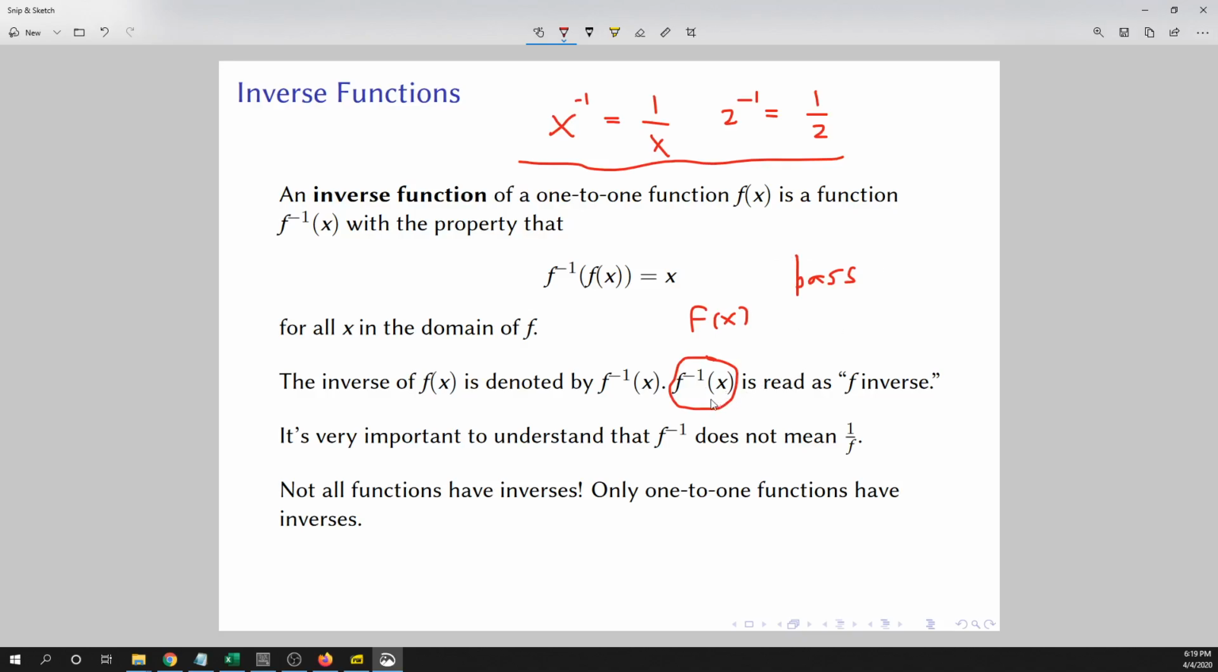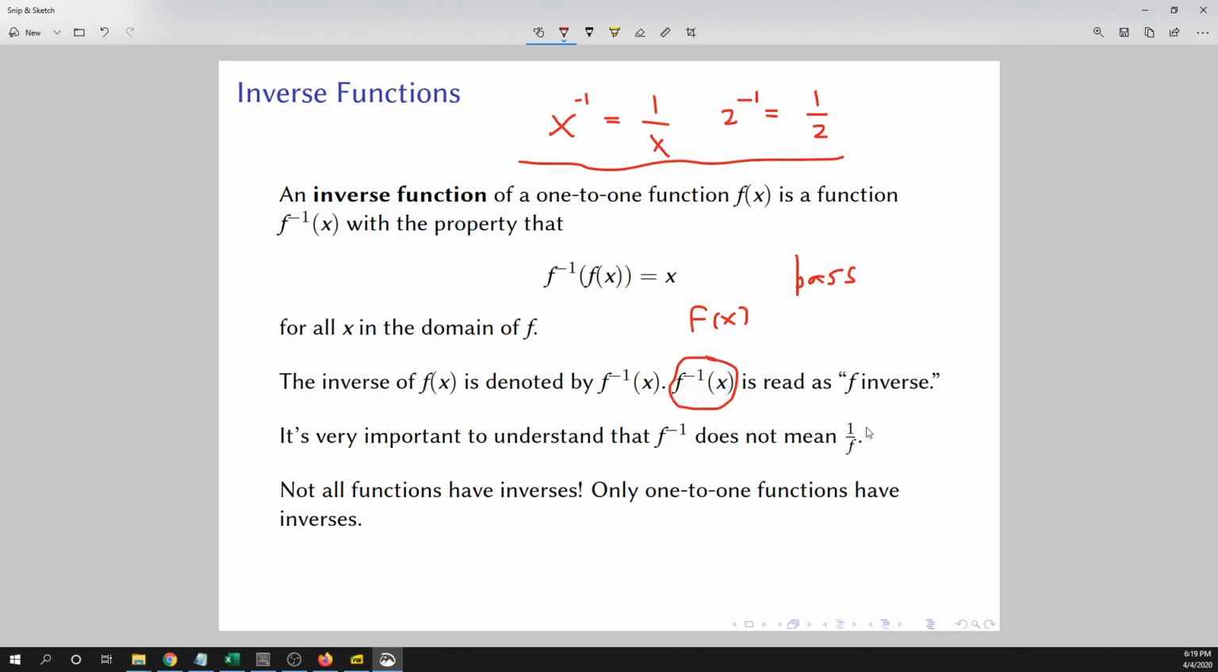And that's almost exactly the same thing here. If you see a function that they're talking about, here's a function f of x, and then they're using this notation, then they are talking about the inverse function. It's not an exponent like this. It does not mean 1 over f.